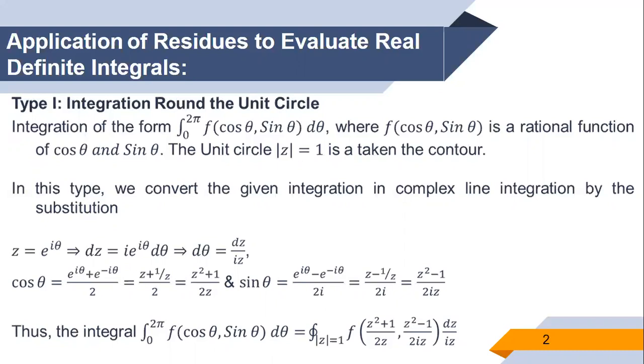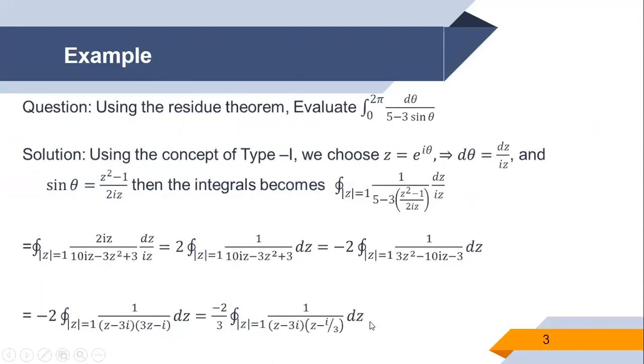In this type, the integration limit is 0 to 2 pi and the function is based on cos theta and sin theta. Then we convert this integration into a complex line integration by the substitution z is equal to e raised to i theta, and then we convert the given integration into this form. Now, an example.